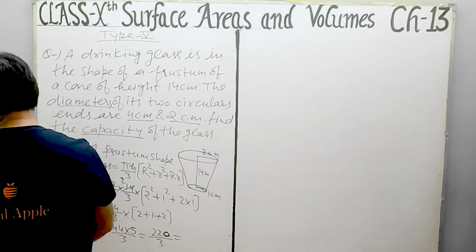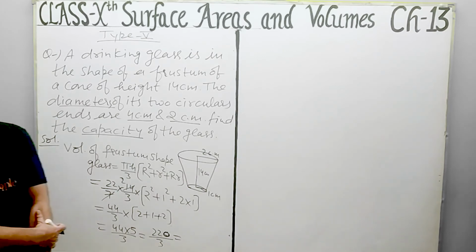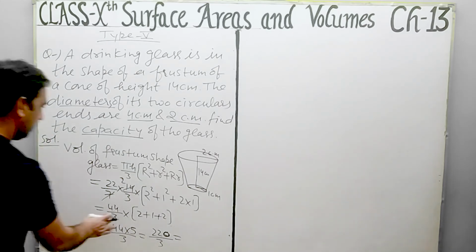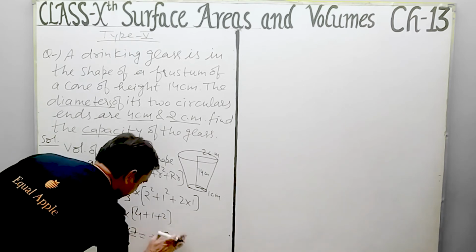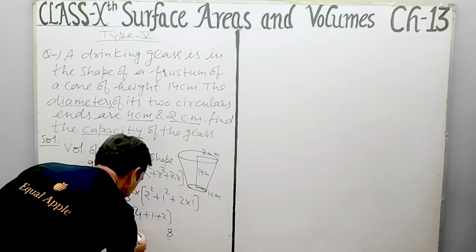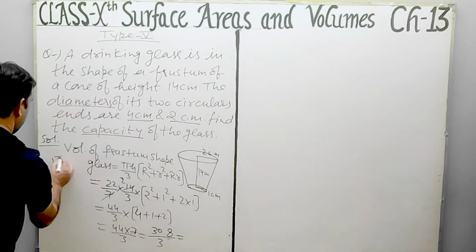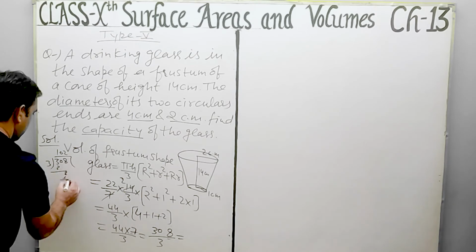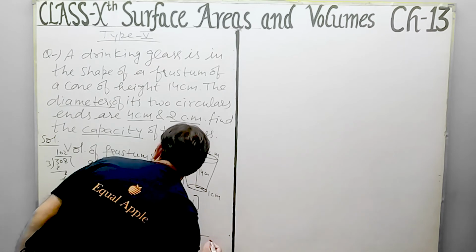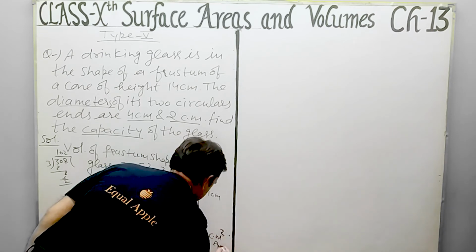So you can see, there we can see pi h and capital R. It will be 2 square, that will be 4. 4 plus 1 plus 2 is 7. So this will be 7 4's are 28, 308 by 3, you can convert it into mixed form, it will be like 308, 3 1's are 3, 0, 3 2's are 6, so it will be 102 and 2 by 3. Centimeter cube is the capacity of this glass.